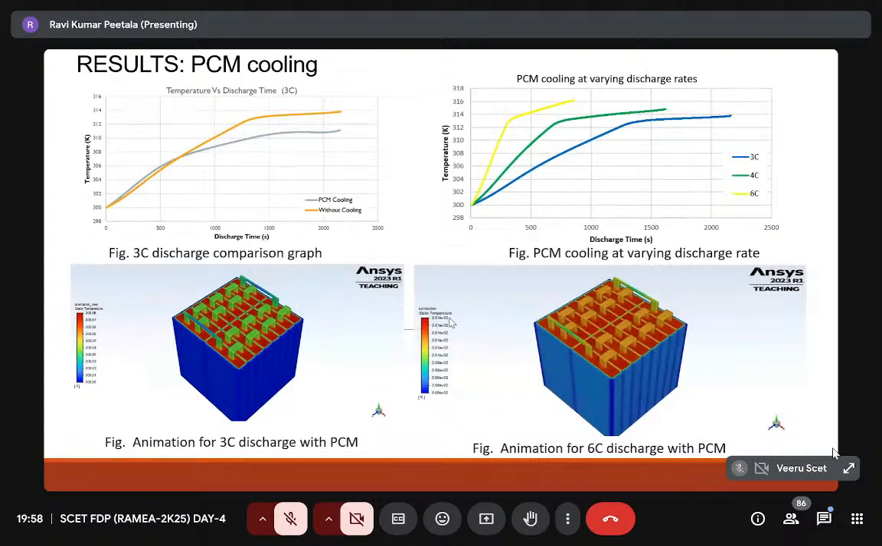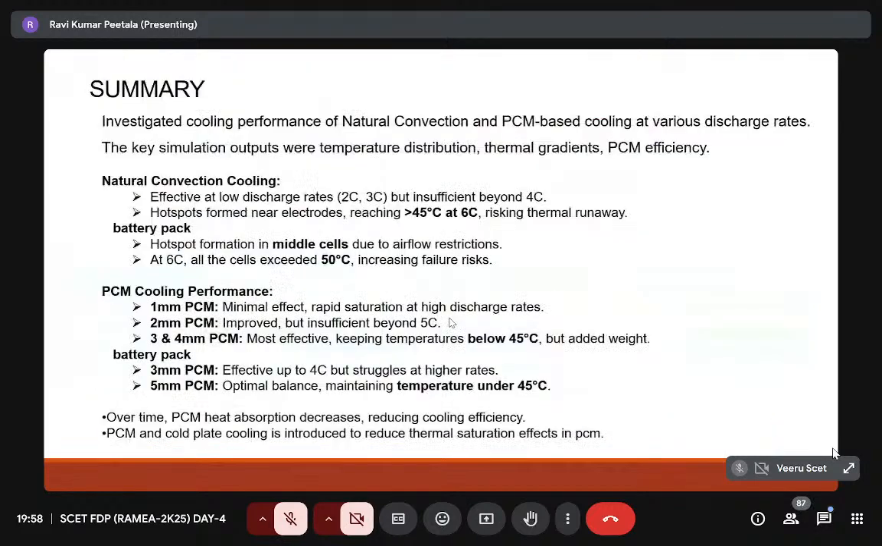the operating condition. So we can say that the PCM is good for cooling technologies, or we can say that this can be used for battery packs for thermal protection systems. So this is the summary of those simulations.